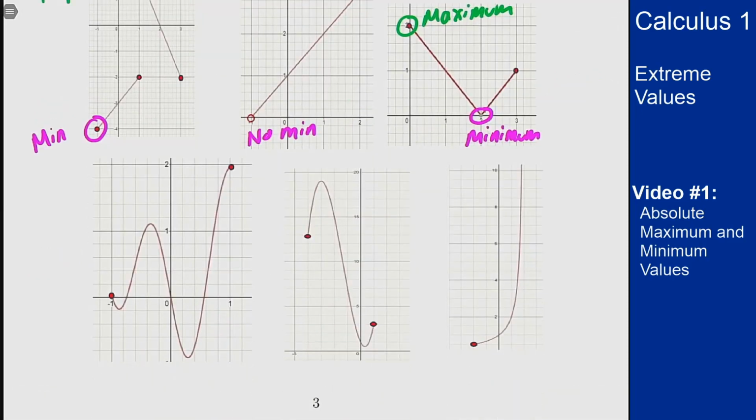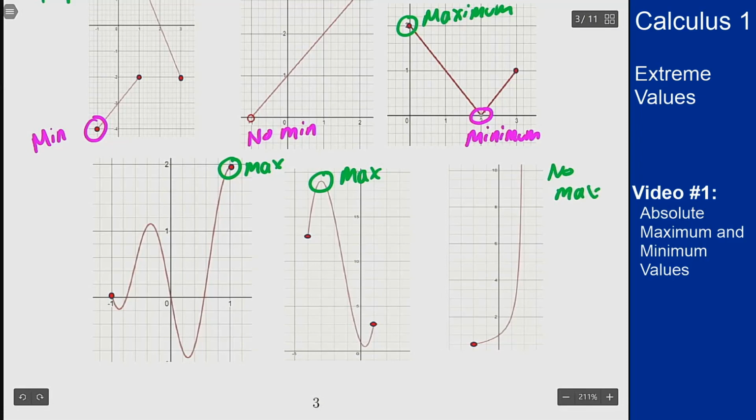For these functions, we see very similar things happening again. Here's the max. Up here is the maximum. And here we have no max, because as we go to the endpoint there, the function gets bigger and bigger and bigger. It never stops. It keeps going forever. There's no maximum value there. And for minimums, we have a minimum here, a min down here, and a min at this endpoint here.